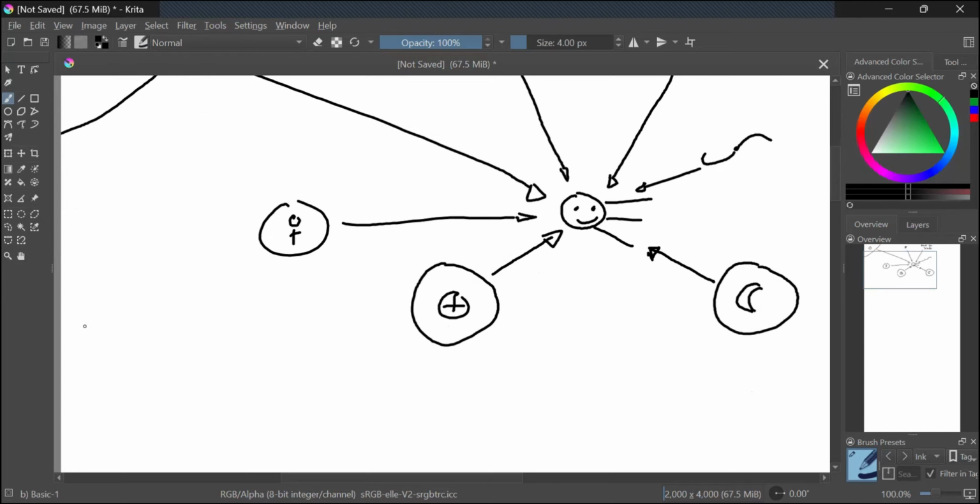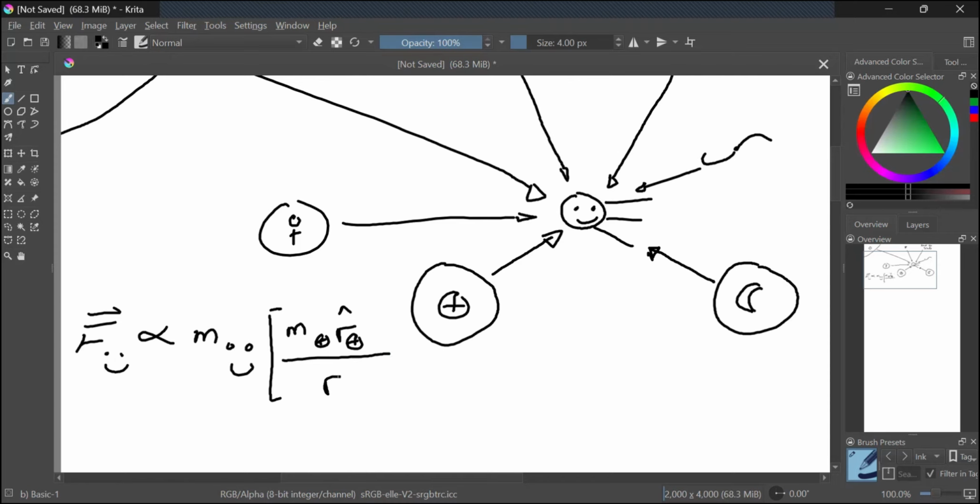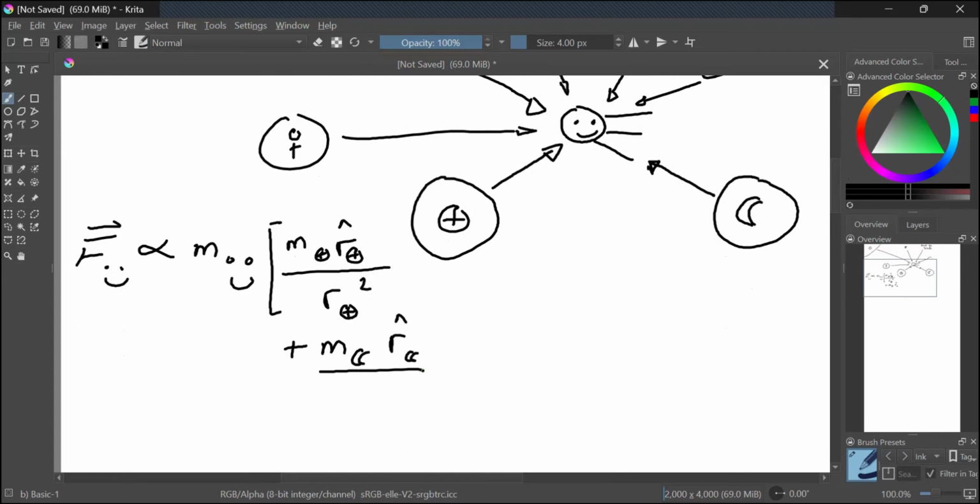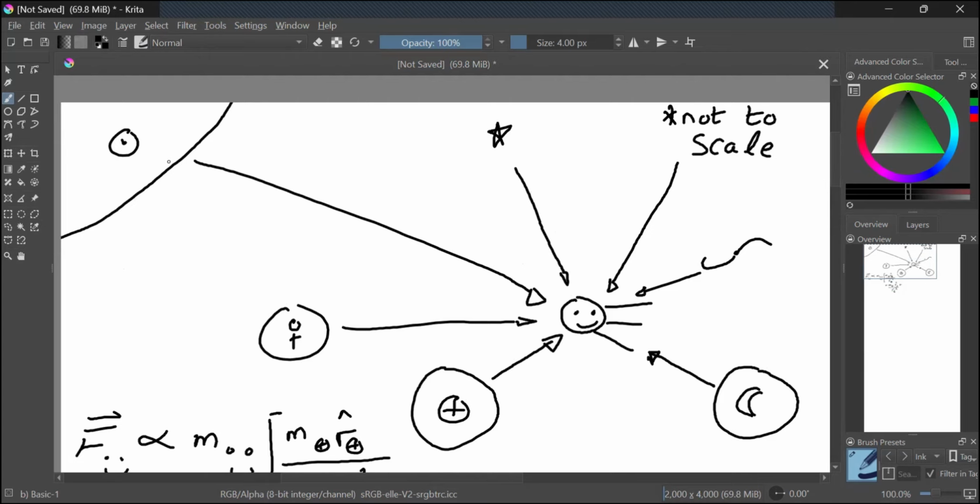So the force on our satellite would be proportional to the mass of our satellite times the mass of the Earth in the direction of the Earth. That's what this whole symbol means. And it gets weaker by the square of the distance to the Earth. Okay, well that's the Earth, but then there's also the moon, because the moon is also affecting our satellite, right? And then there's also Venus and the sun.